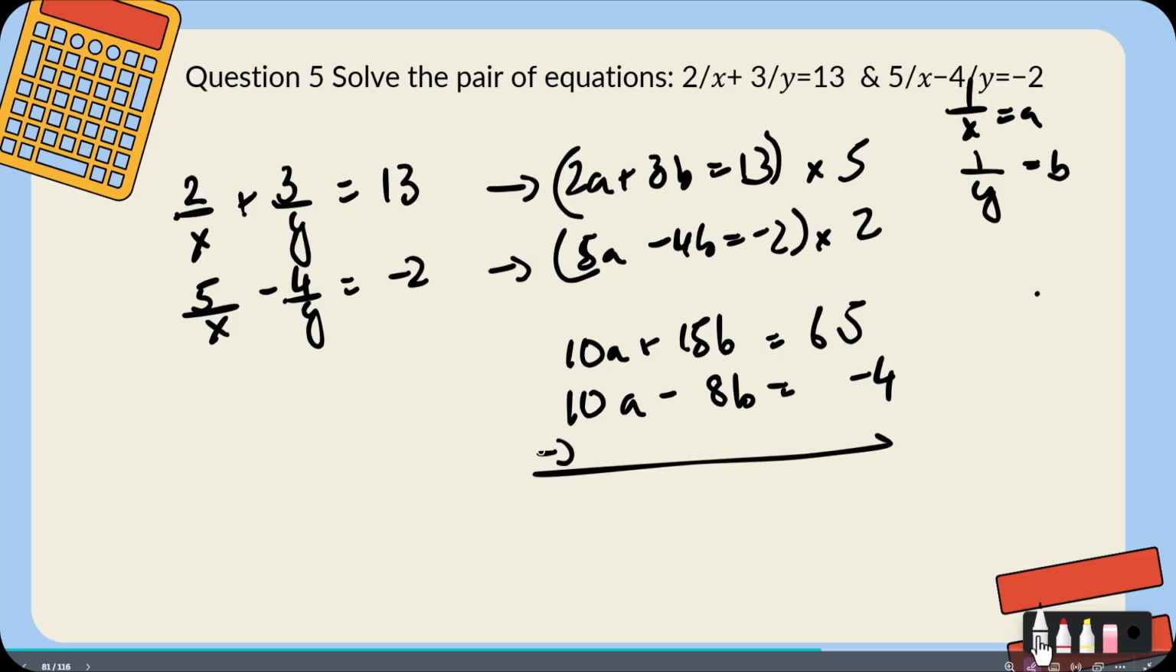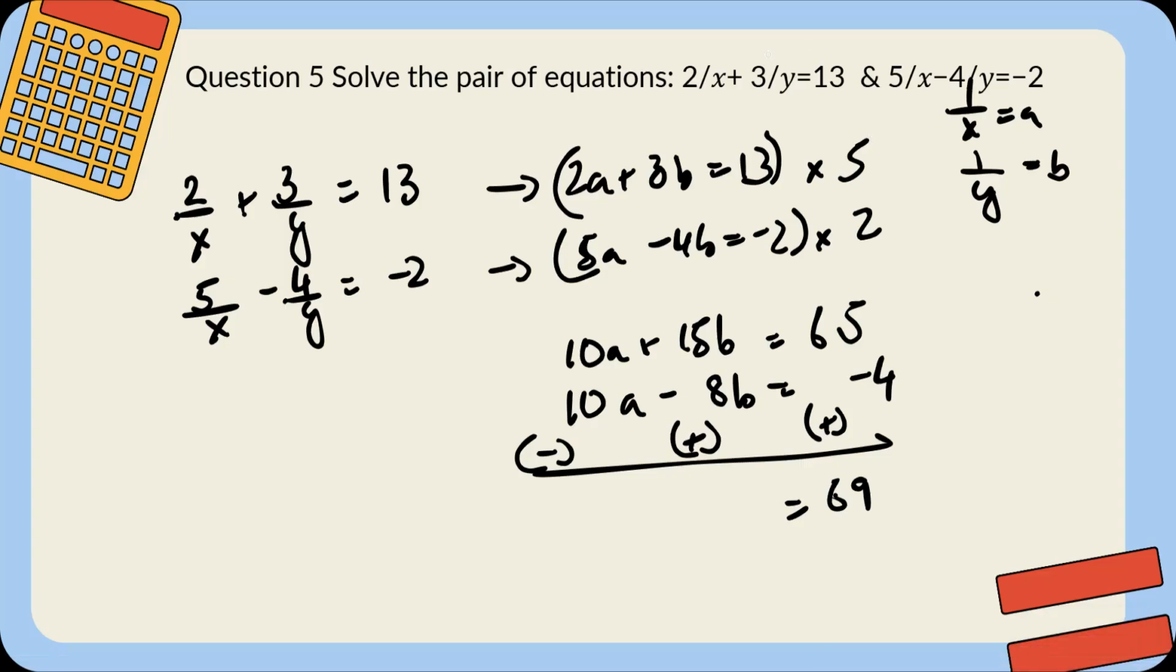So we got these two equations. Now what do we do? We subtract. So the change of sign happens, and the answer will be 65 minus 4, which is 60. It is not minus 4, it will become plus 4, right? So it will become 65 plus 4, which will become 69.